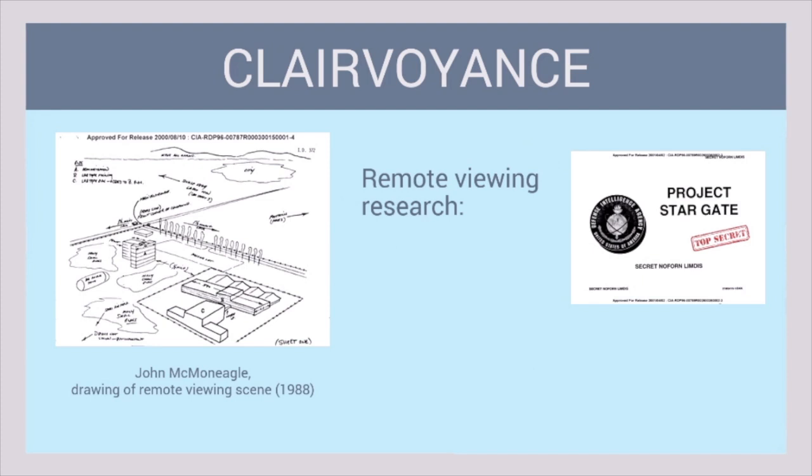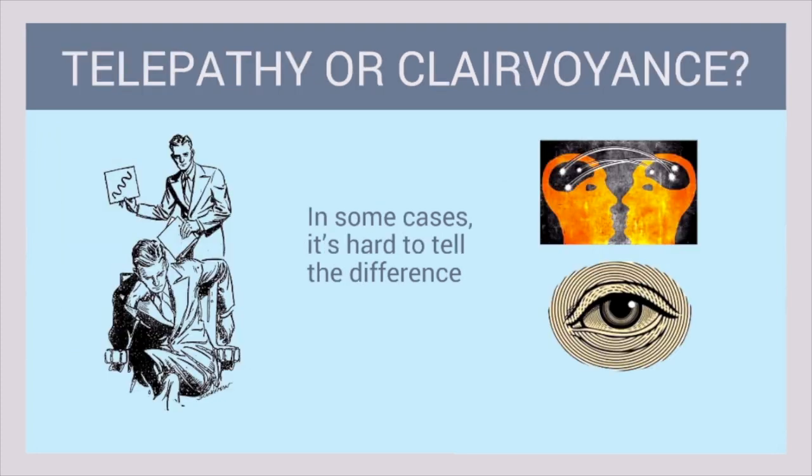Remote viewing, a form of clairvoyance, has been researched in the military project Stargate in the USA. When the intention of the receiver is to capture an image drawn or contemplated by a sender, it can be difficult to assess if a successful anomalous cognition is due to telepathy or to clairvoyance.